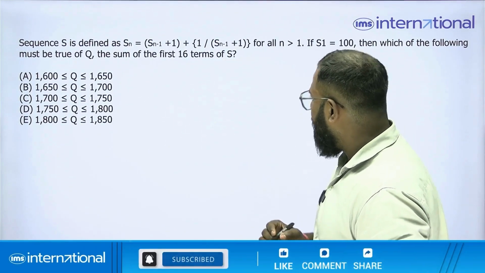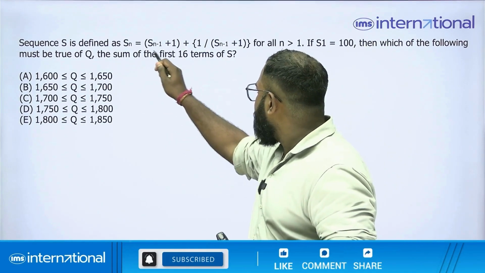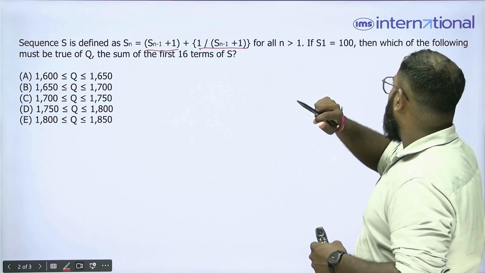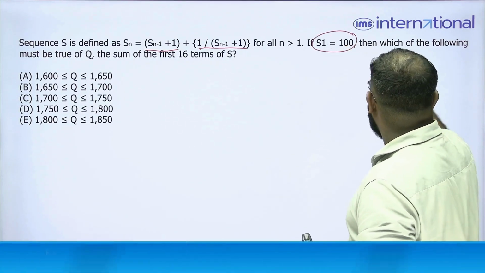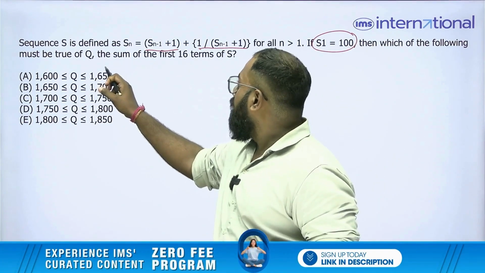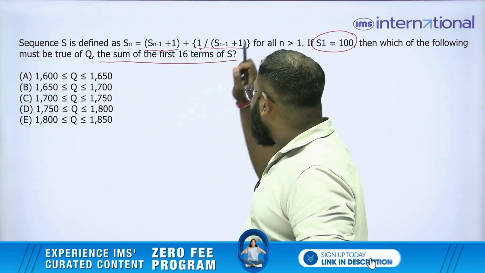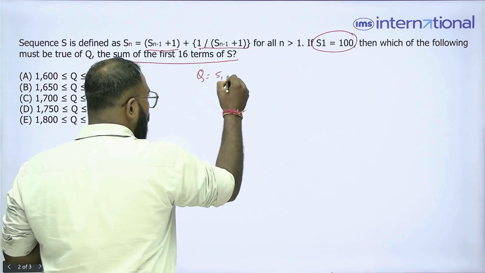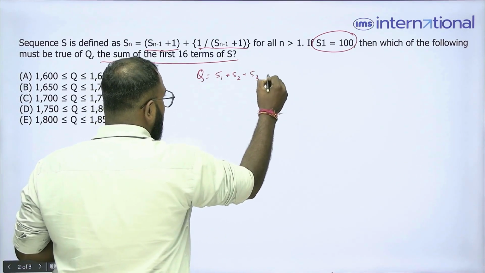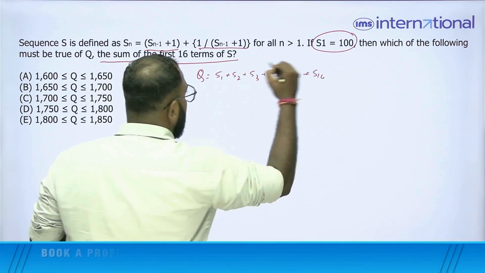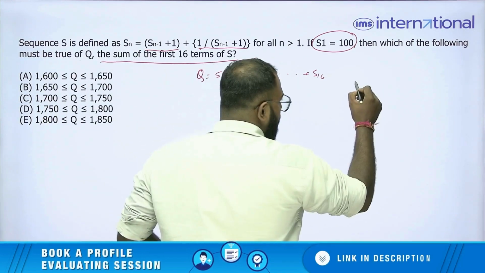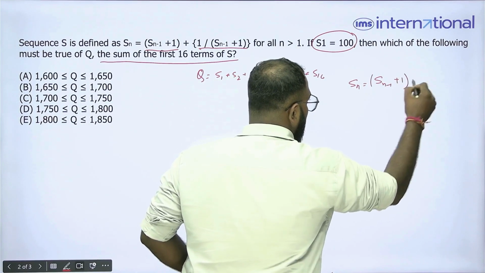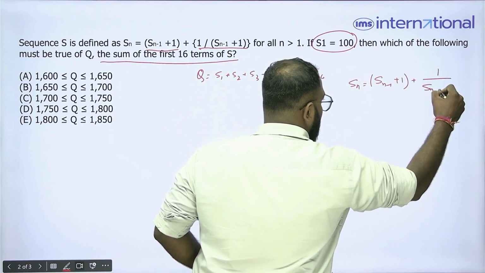The sequence S is defined as Sn is equal to Sn minus 1 plus 1 upon Sn minus 1, for all n greater than 1. S1 is 100, then which of the following must be true of Q, where Q is defined as the sum of the first 16 terms of S. That means Q is equal to S1 plus S2 plus S3 till S16. Clear? Now it is given that Sn is equal to Sn minus 1 plus 1 upon Sn minus 1.